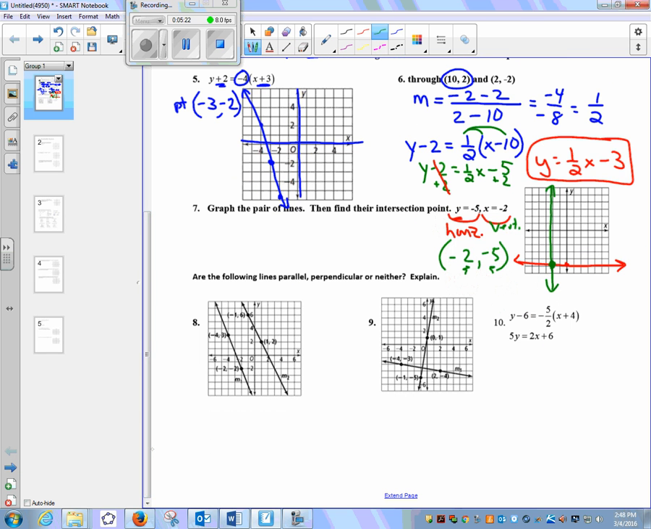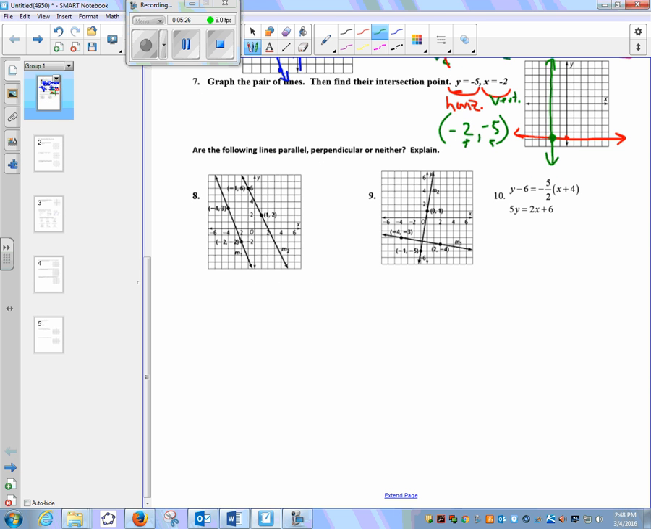Are the following lines parallel, perpendicular, or neither? So we need to compare slopes to be able to determine this. You might use the slope formula, or you might just count the slope. If I want to get from this point to this point, I'm going to go down 4 and to the right 2. That's a slope of -2. And to get from this point to this point, I'm going to go down 1, 2, 3, 4, 5, and to the right 2. That's -5 over 2. Not the same slope, not perpendicular, opposite reciprocals, so neither.